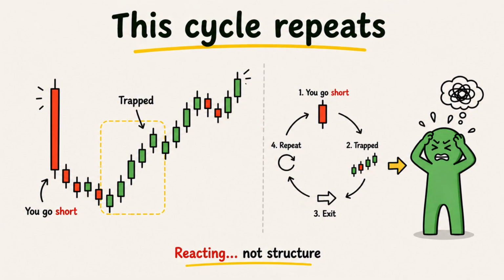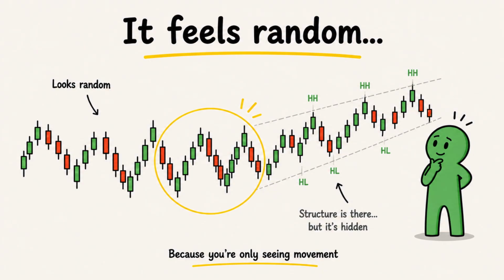Or maybe you see one strong red candle, and suddenly you think the trend has changed. So you flip your bias, you go short, and then the market reverses again. Now you're trapped, and this cycle keeps repeating. Not because you're unlucky, but because you're reacting to candles instead of understanding structure. Because if price looks random to you, your decisions will also be random, and random decisions never lead to consistent results. But here's the truth.